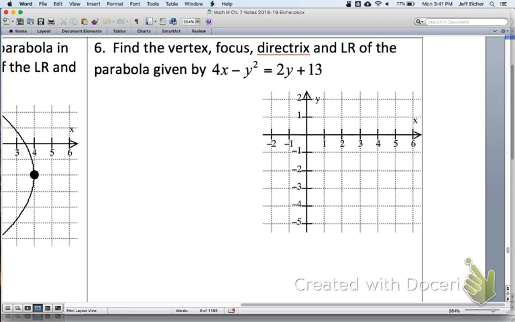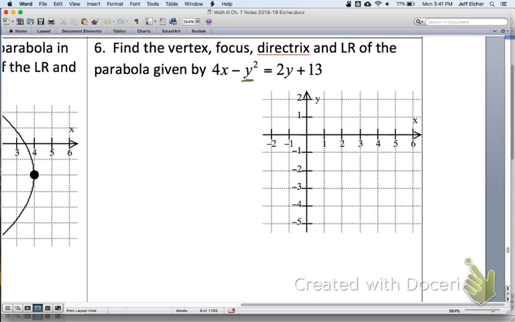We're asked to find the vertex, focus, directrix, and LR of this equation. Well, what are we ever going to do? Is it an x equals or is it a y equals equation? We have x's and y's mixed up everywhere. What in the world's going on?